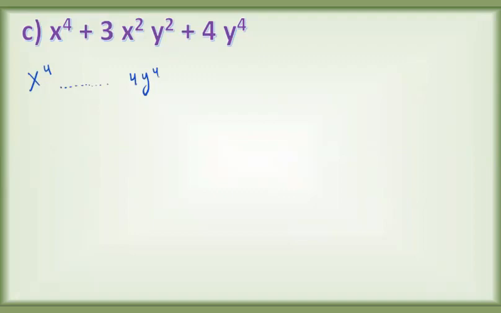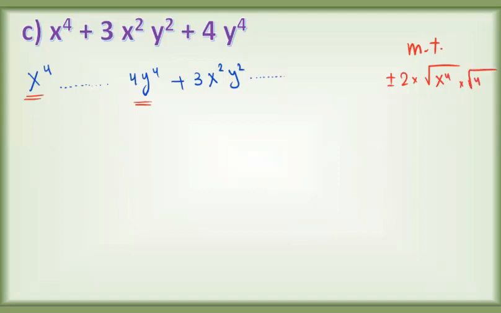Then we type after these two terms positive 3x power 2 y power 2. Then we subtract again the middle term we find. The middle term will equal positive or negative 2 times the square root of x power 4 times the square root of 4y power 4. The square root of x power 4 equals x power 2, and the square root of 4y power 4 equals 2y power 2, so it equals positive or negative 2 times 2, which equals 4x power 2 y power 2.